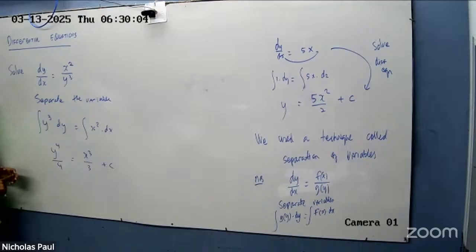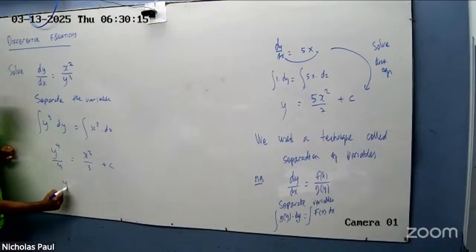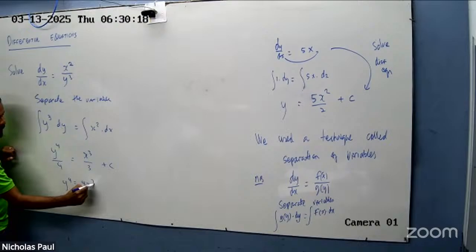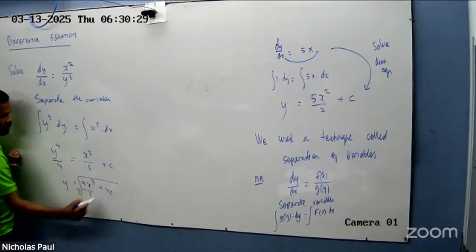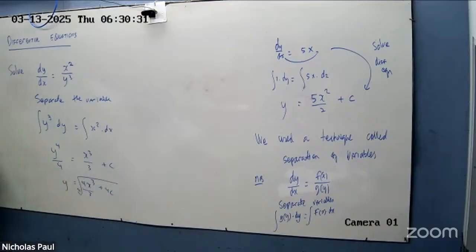Tamara, are we done there? No, ma'am. Want to make y the subject. So we have to get rid of the 4 and the power of 4. So multiply everything by 4. So you'll get y to the 4 is 4x cubed on 3 plus 4c, and then carry across the power of 4, and you'll get the fourth root. I multiply everything by 4, so the constant is still a constant.